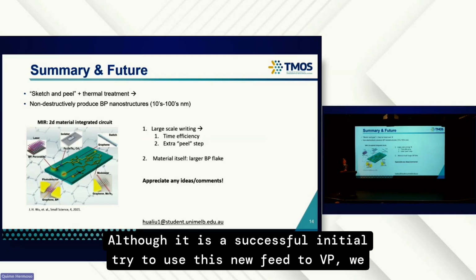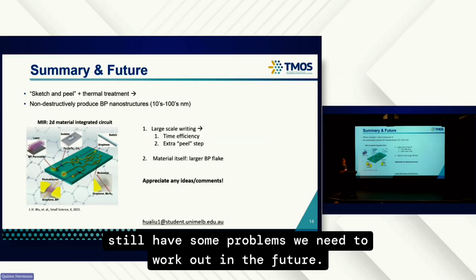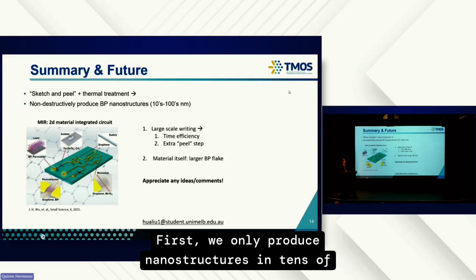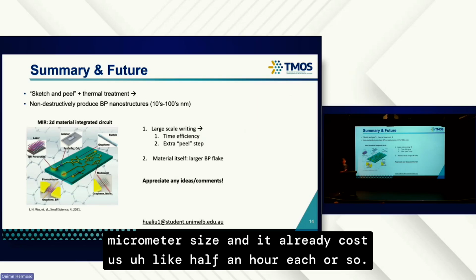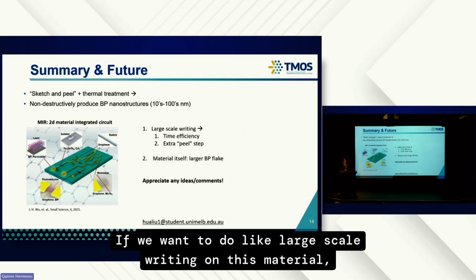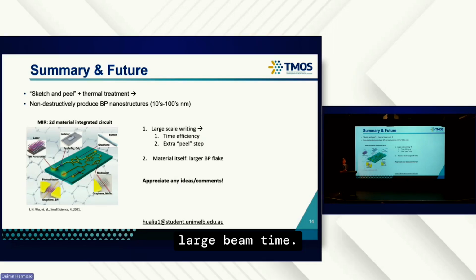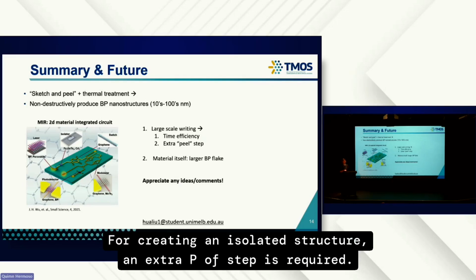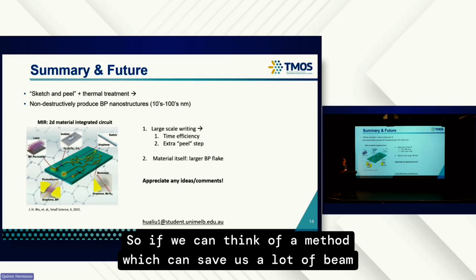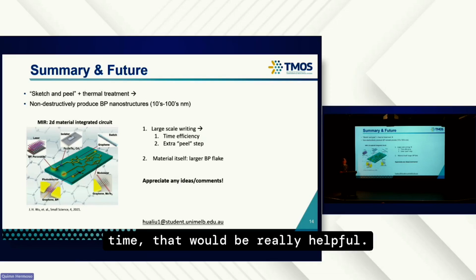Although it's a successful initial try to use FIB on BP, we still have some problems that need to be worked out in the future. First, we only produce nanostructures in tens of micrometer size, and it already costs us like half an hour each. If we want to do large scale writing on this material to create some kind of 2D material integrated circuit, it will cost a large beam time. And for creating isolated structure, an extra peel-off step is required. So if we can think of methods which can save us a lot of beam time, that would be great.